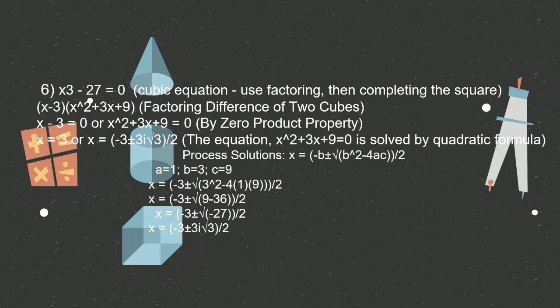Next, we will apply the zero product property. We will look at x minus 3 times x squared plus 3x plus 9. To do the zero product property, we will follow the formula a times b equals 0, then a equals 0 or b equals 0. A is x minus 3 and b is x squared plus 3x plus 9. Together, x minus 3 times x squared plus 3x plus 9 equals 0. Then x minus 3 equals 0, or x squared plus 3x plus 9 equals 0. It's like putting equals 0 to both sides.